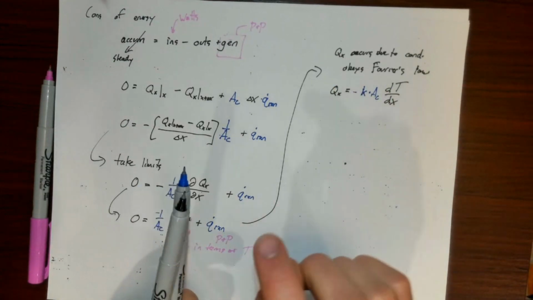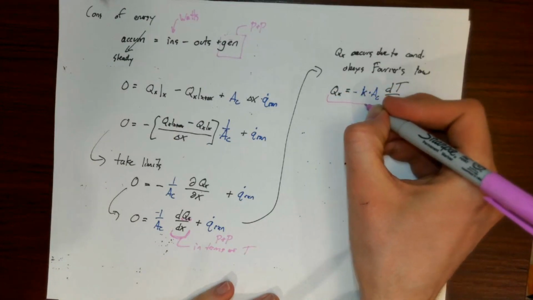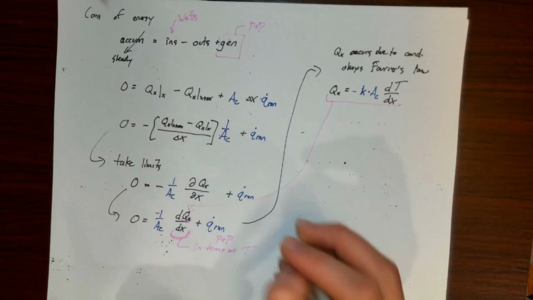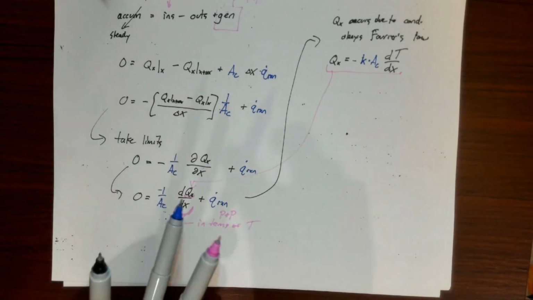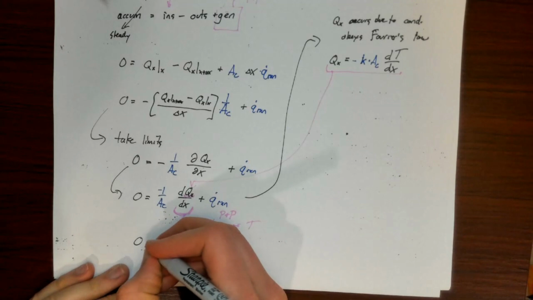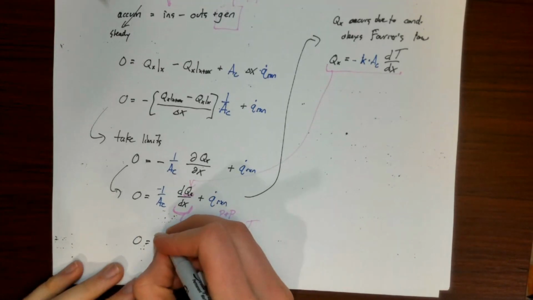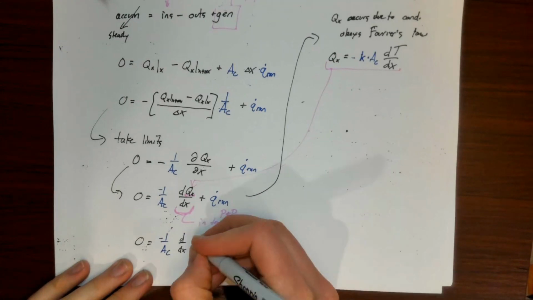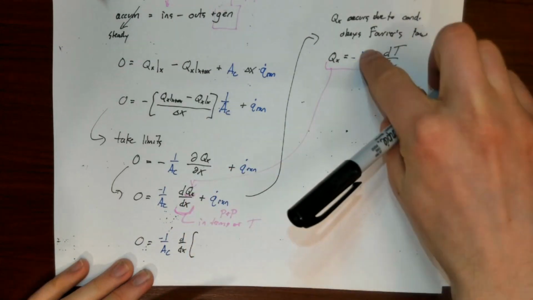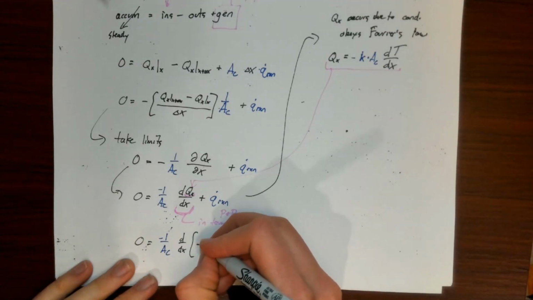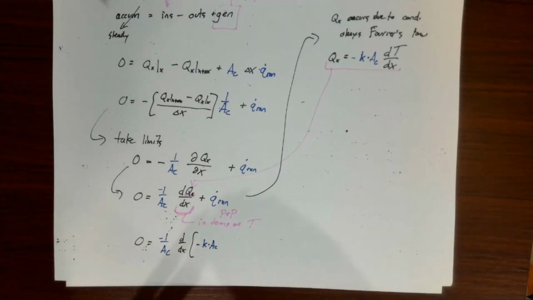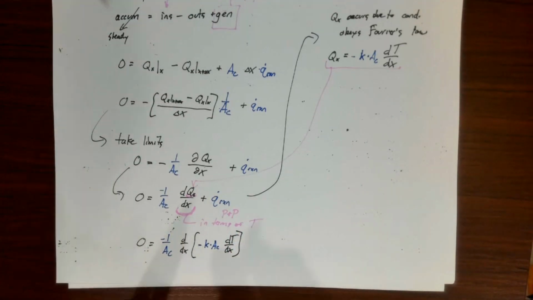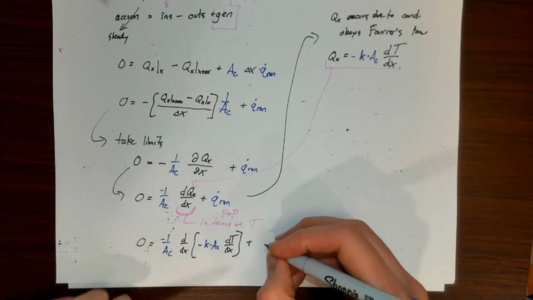So what does this mean? We can now take Fourier's law, right? The Qx obeys this, so we can take this and plug it in all the way down here. So what does that look like? We have 0 equals minus 1 over AC d dx of Qx, which we can replace with minus k times AC times dT dx. And then we still have our plus Q dot reaction going on right here.